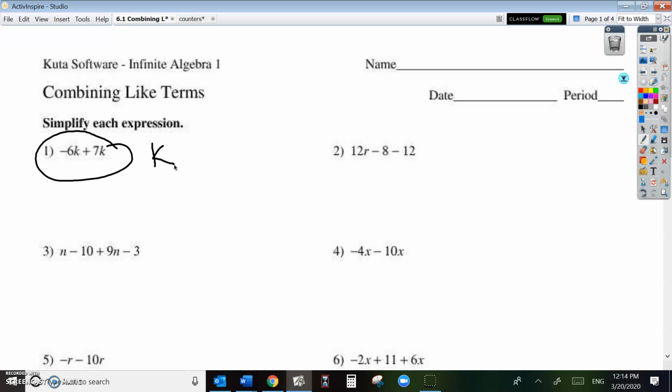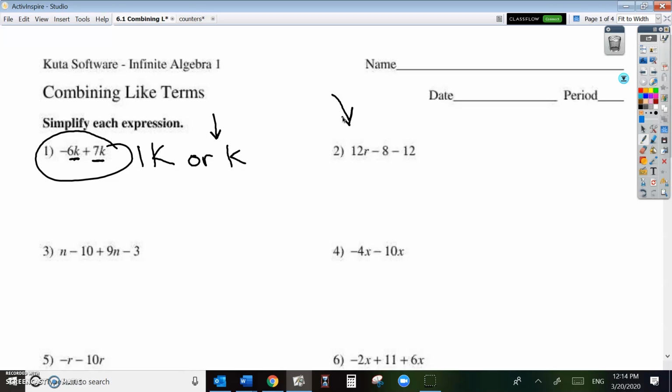There's no solution. We're just combining like terms. The negative 6 has a k with it, and the 7 has a k with it. I'm combining the negative 6 and the positive 7 to get a 1k. Or remember, you can just write k. There's a number right in front of the variable. It's called a coefficient, but I'm not going to write it. I'll just show you.